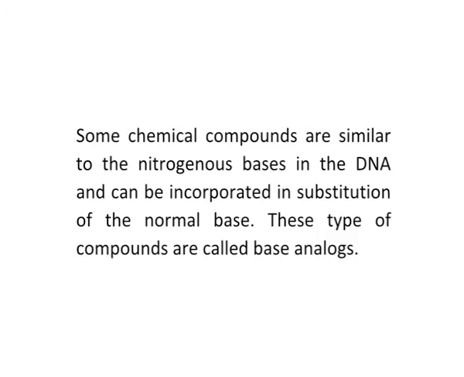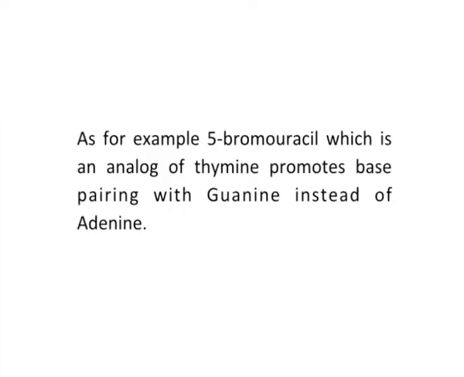Some chemical compounds are similar to nitrogenous bases in the DNA and can be incorporated in substitution of the normal base. These types of compounds are called base analogs. Unlike the normal bases present in DNA, the base analogs have a different pattern of pairing and can induce mutation by allowing insertion of incorrect nucleotides during DNA replication in a process called the tautomeric shift. For example, 5-bromouracil, which is an analog of thymine, promotes base pairing with guanine instead of adenine.